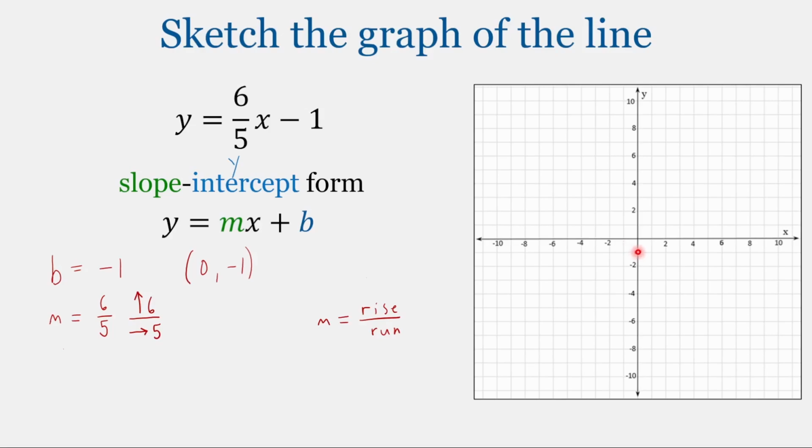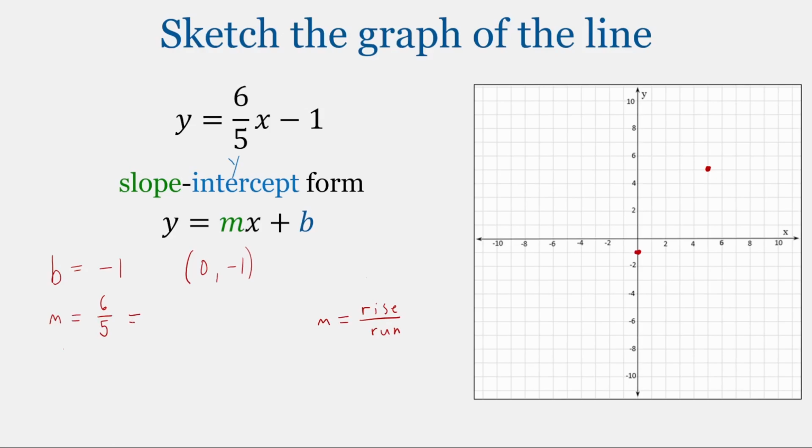Starting at a known point on the line, our y-intercept, we're going to rise 6: 1, 2, 3, 4, 5, 6, and then run to the right 5: 1, 2, 3, 4, 5. And this is a point on that line.